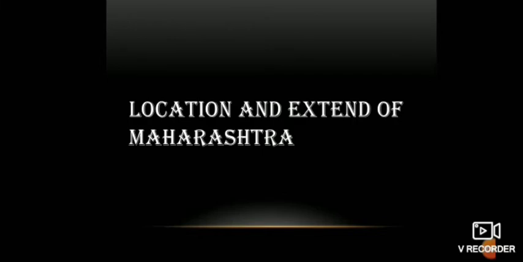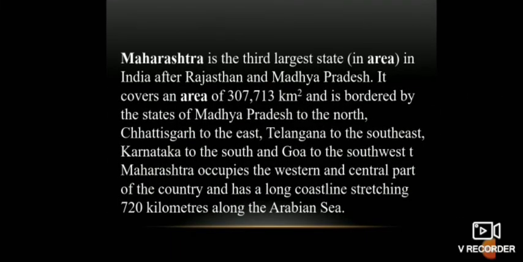Location and extent of Maharashtra. Maharashtra is the third largest state in area in India after Rajasthan and Madhya Pradesh. It covers an area of 3,07,713 km square and is bordered by the state of Madhya Pradesh to the north, Chhattisgarh to the east and Telangana to the southeast, Karnataka to the south and Goa to southwest.